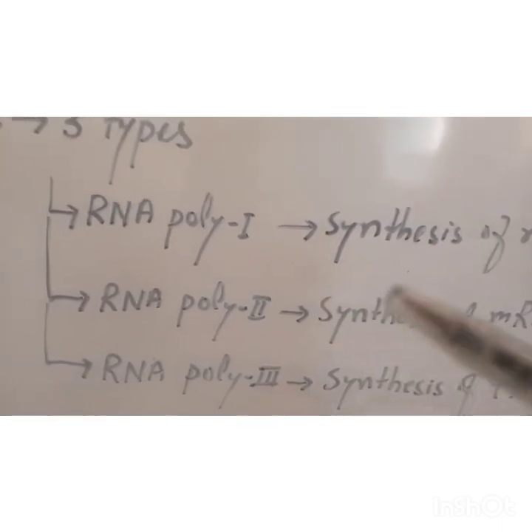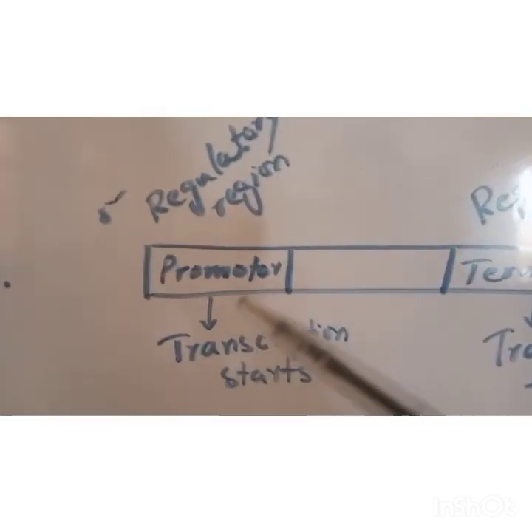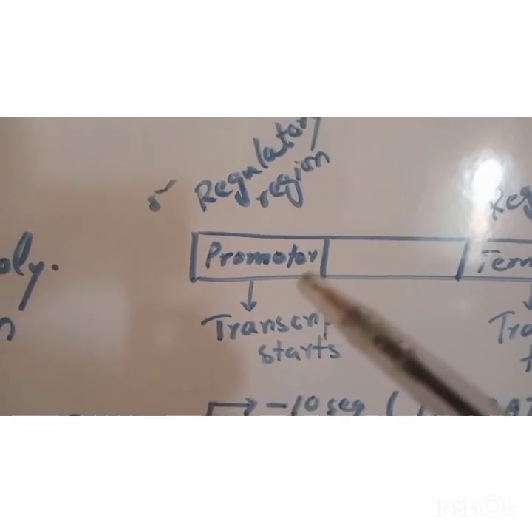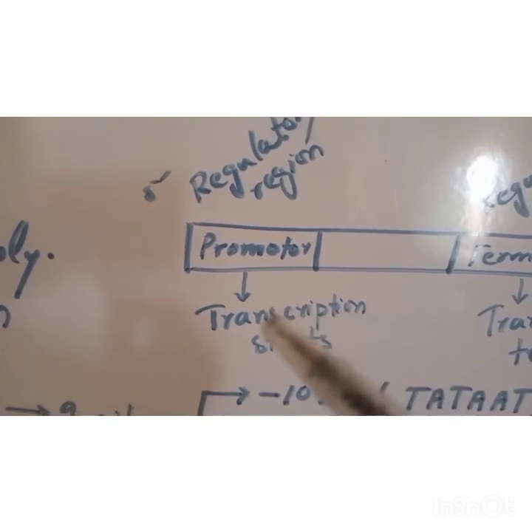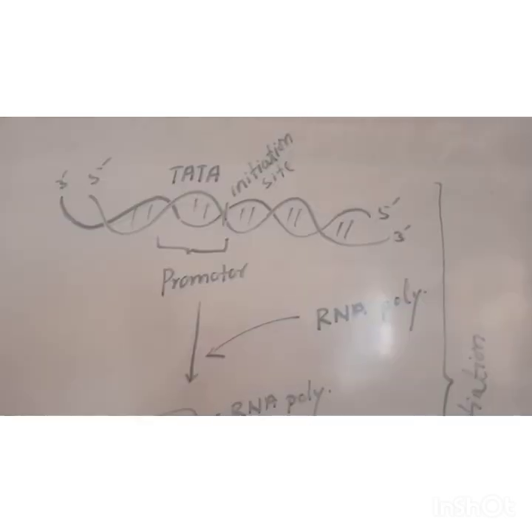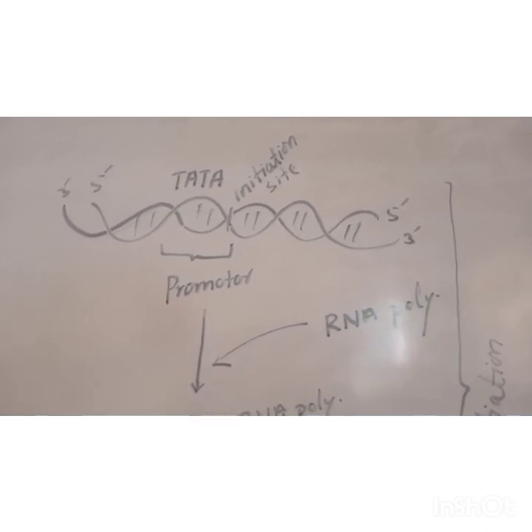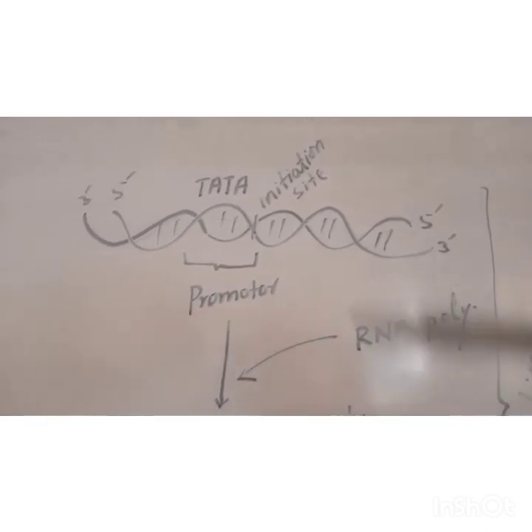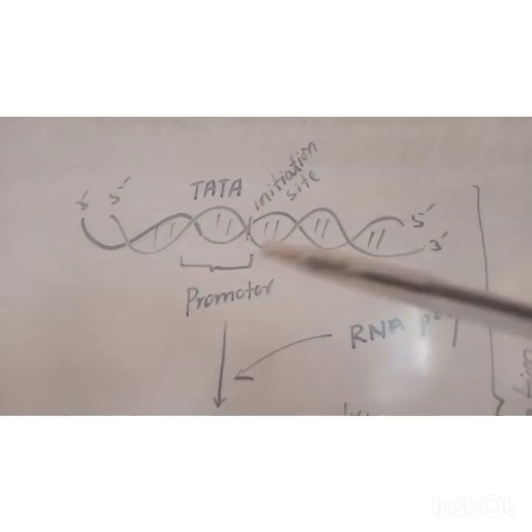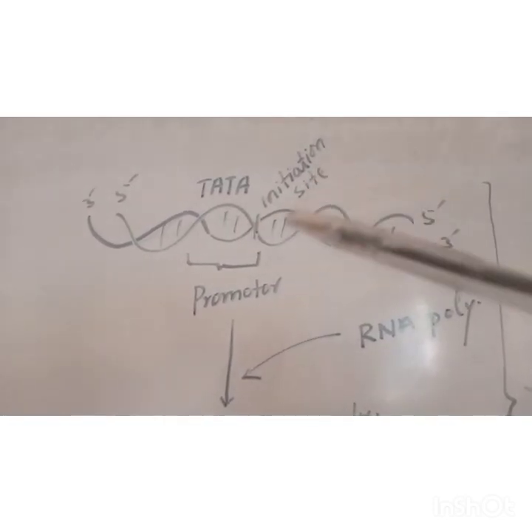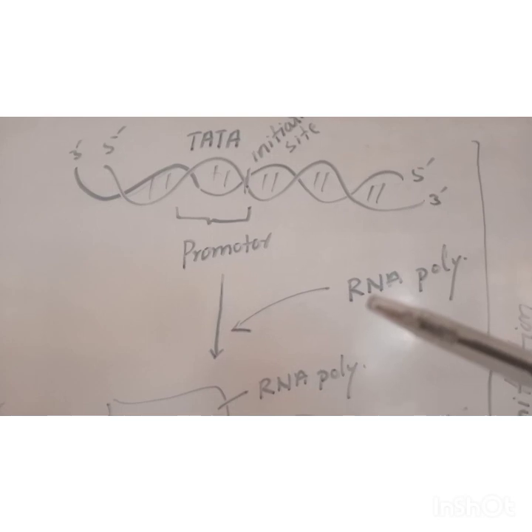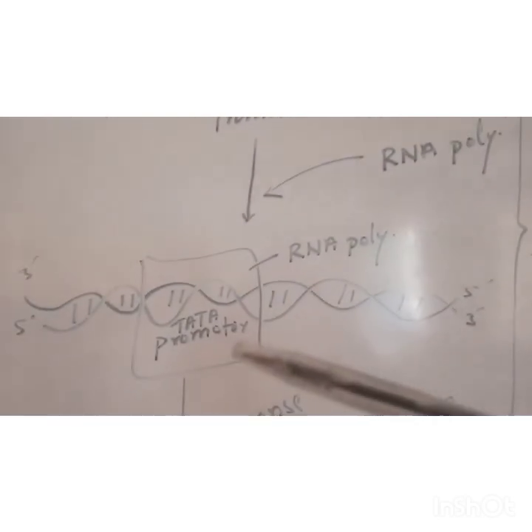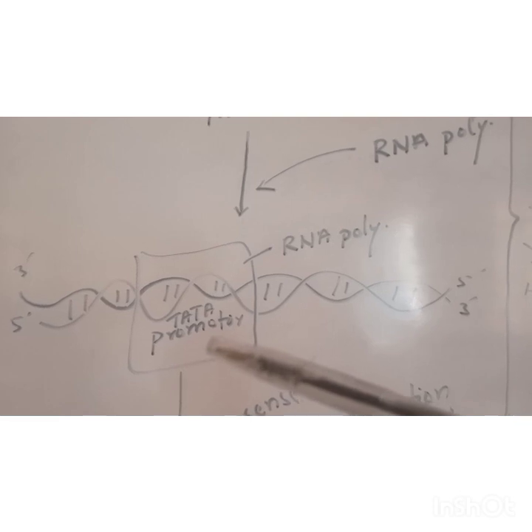So, during the initiation phase, the RNA polymerase comes and binds with the promoter region of the gene to unwind the double helix of the DNA to start the transcription. During the initiation, here this is the promoter region, before the initiation site at the DNA. RNA polymerase comes and attaches at the promoter region of the gene.